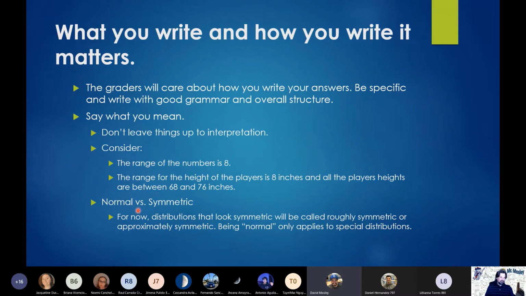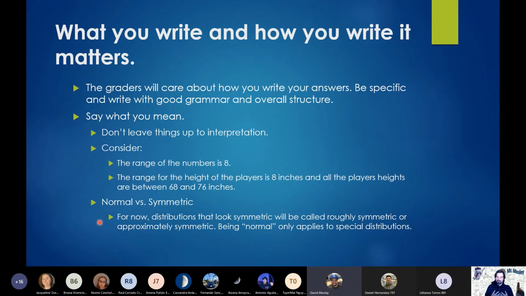The last thing on the slide, normal versus symmetric. For now, distributions that look symmetric will be called roughly symmetric or approximately symmetric. Being normal or approximately normal only applies to special distributions, which we will learn about in chapter 2. To be a normal or approximately normal distribution, you have to fulfill certain criteria. We haven't seen what that is yet, so we cannot use that term. We can say something looks symmetric, or is roughly symmetric, approximately symmetric.